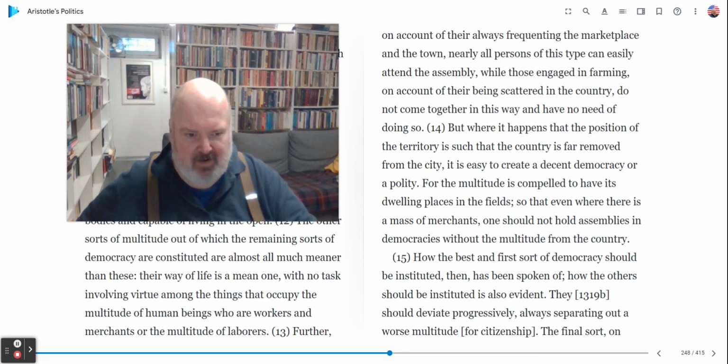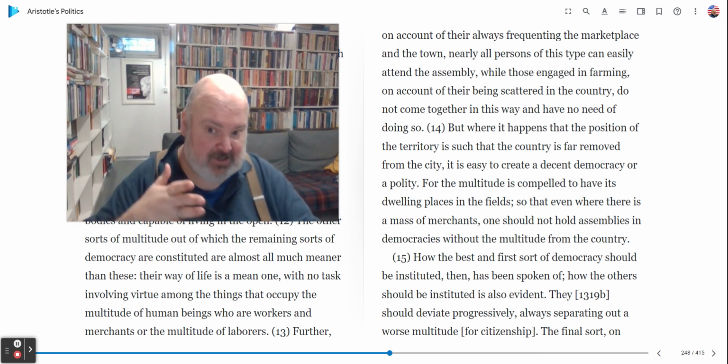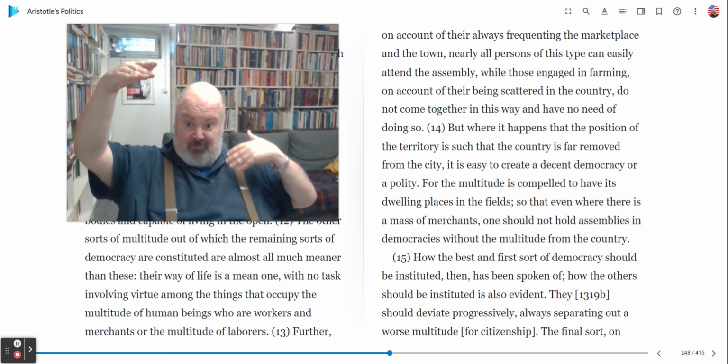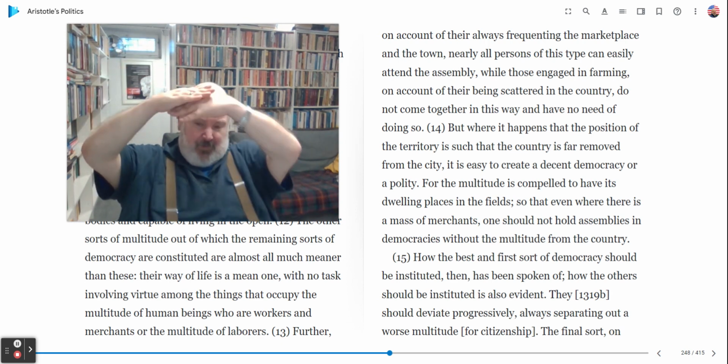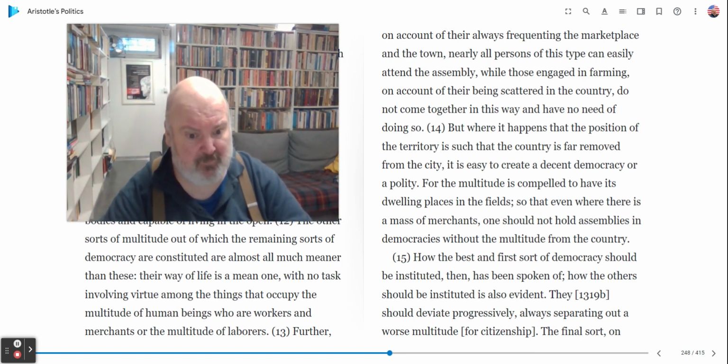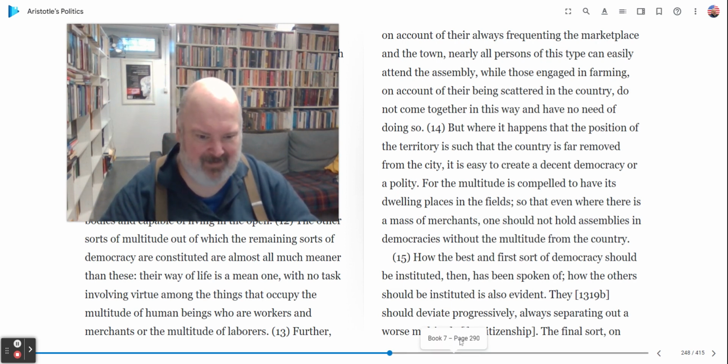How the best and first sort of democracy should be instituted, then, has been spoken of. How the others should be instituted is also evident. They should deviate progressively, always separating out a worse multitude for citizenship. It was limiting citizenship, limiting the franchise from the worst. In other words, of these things the worst are the laborers, the physical laborers, and therefore you limit. If you're going to have the people, you had better have the farmers. That's the best. The herders, then the craftsmen, then the merchants, then the laborers. Always separating out the worst multitude for citizenship.